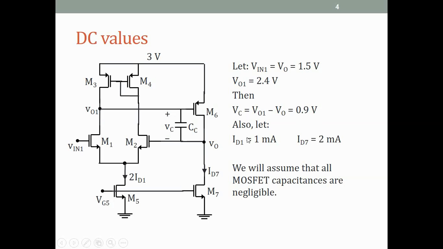Let us also assume that ID1 is 1 milliamp. So ID1, ID2 are 1 milliamp. So 2ID1, which flows here, is 2 milliamps, and this current in M7 and M6 is also 2 milliamps. And as we did with slew rate analysis before, we'll assume that all the MOSFET capacitances are negligibly small. So the slew rate is determined basically by the compensation capacitor, which we'll assume to be large compared to MOSFET capacitances.